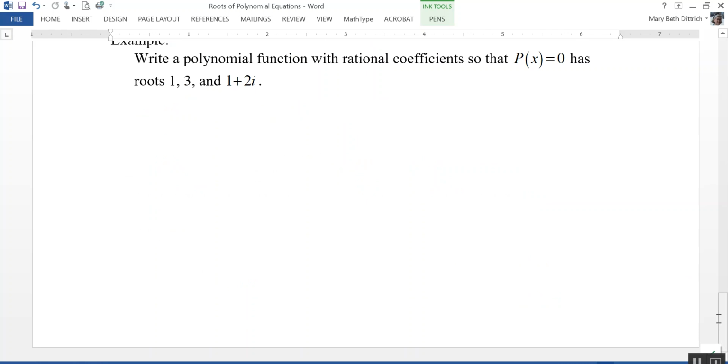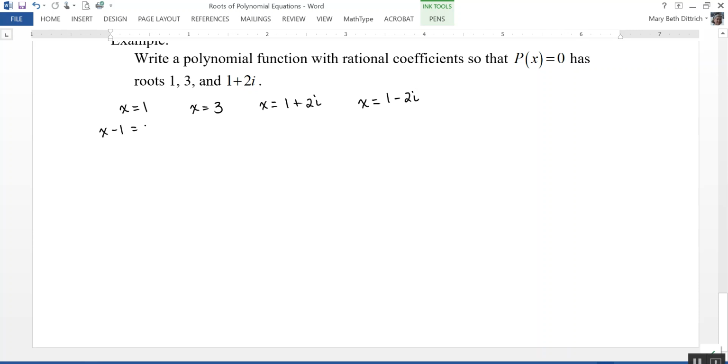We need to write a polynomial function with rational coefficients so that p of x equals 0 has roots 1, 3, and 1 plus 2i. So I know that I'm going to have 1 root equal to 1, 1 root equal to 3, 1 root equal to 1 plus 2i, and I know that those must appear in conjugate pairs, so I know I have to have another root that's going to equal 1 minus 2i. Now, let's set each one of these equal to 0 to get our factors.